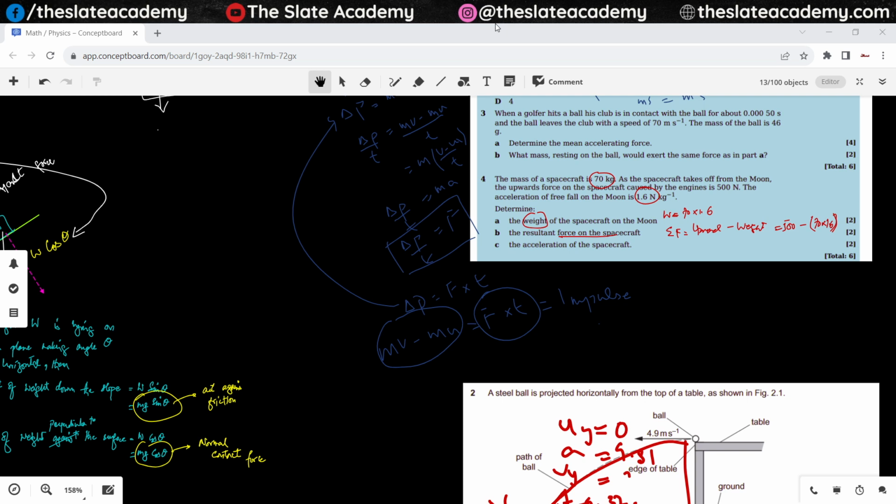And lastly, the acceleration. I know net force is equal to ma. The net force I just calculated is 500 minus 70 times 1.6, and this is equal to mass, 70, multiplied by a. So I solve this for a, and I get the value of the acceleration.